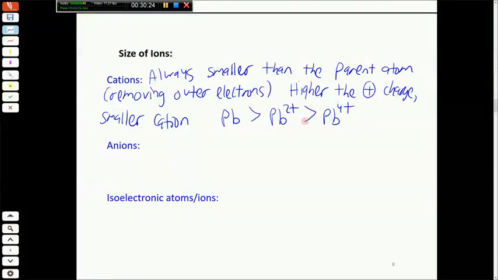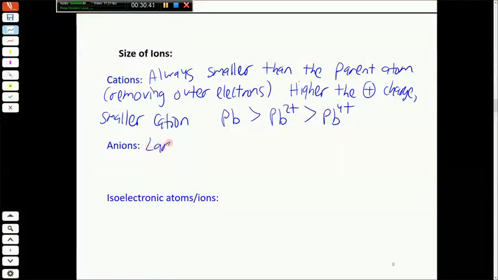So if we're comparing the radii of these species, the neutral lead atom is going to be larger than lead 2+, which is going to be larger than lead 4+. As you remove more electrons, they get smaller and smaller. All right, so that's the trend for cations, and then anions is the exact opposite.